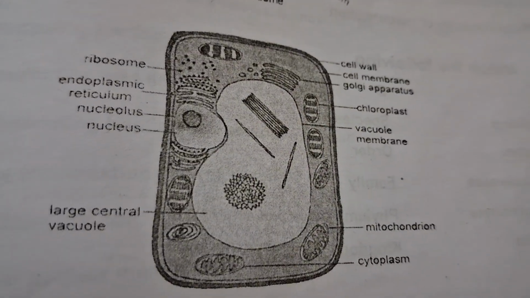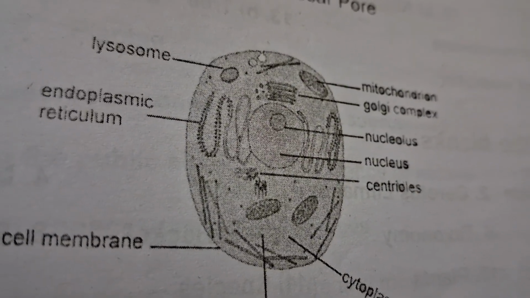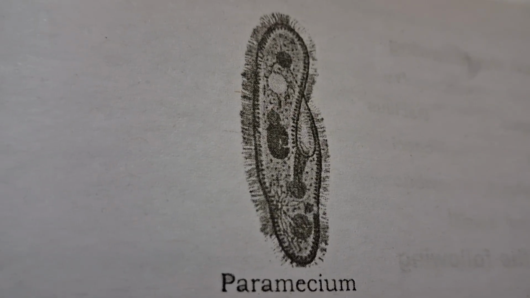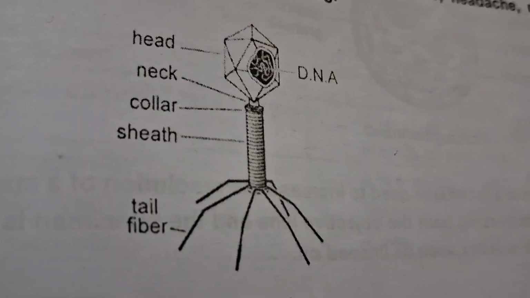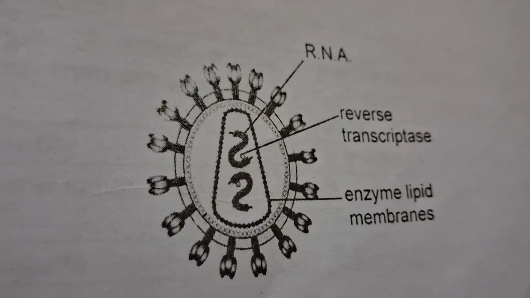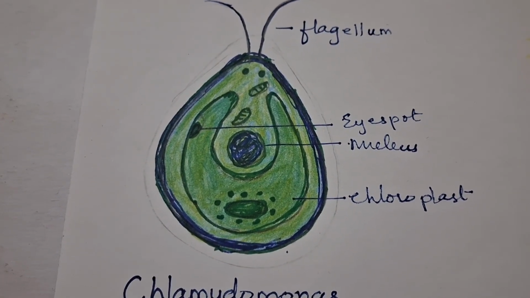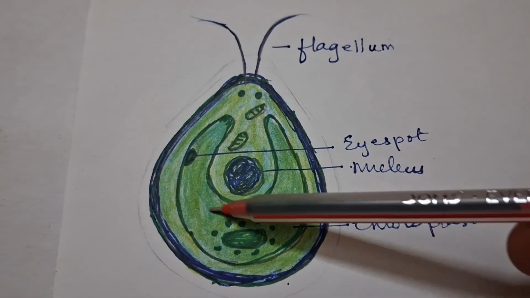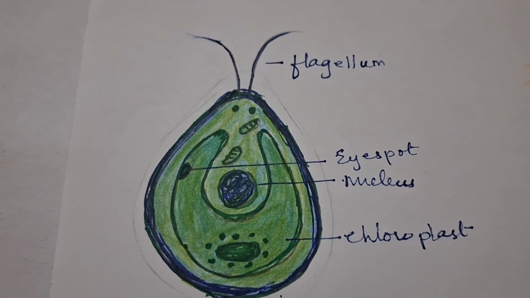So this is a plant cell. This is an animal cell. This is paramecium, unicellular organism. This is a bacterial cell. This is bacteriophage. HIV. Structure of algae: it has a cup-shaped chloroplast. So this is a cup-shaped chloroplast. You find the cup-like structure. It moves with the help of flagella.